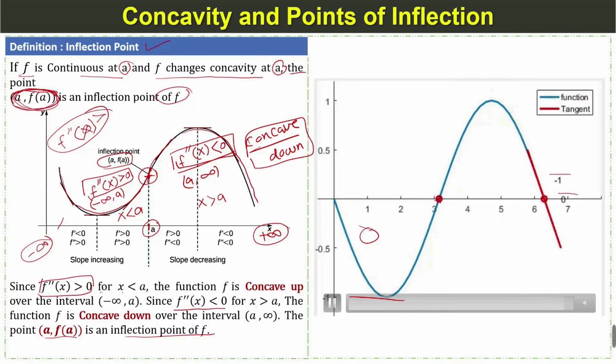So this is the point of inflection at which the function changes its concavity. We can see that in this interval, from here to here, the function is concave up, and after the point of inflection the function is concave down. Okay, now we solve an example related to the point of inflection.